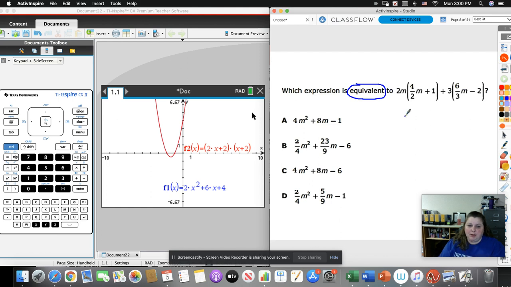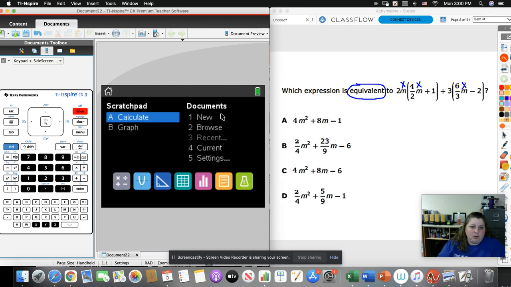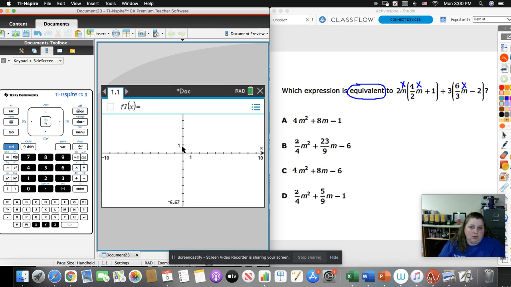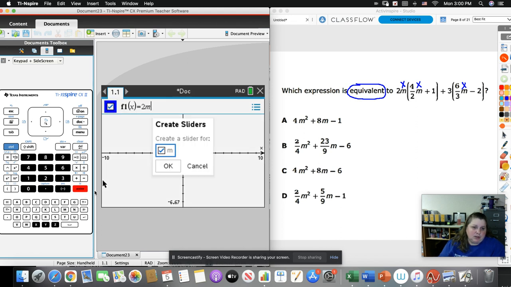So anytime there's a variable that's not X, could be P, Q, R, S, doesn't matter, you need to replace it with X if you're going to type it in the graph in the calculator. If you don't, new document, save changes, no. When you go to the graph, and if I just type in 2M or any other letter or variable, and I hit enter, the calculator is going to say create a slider.